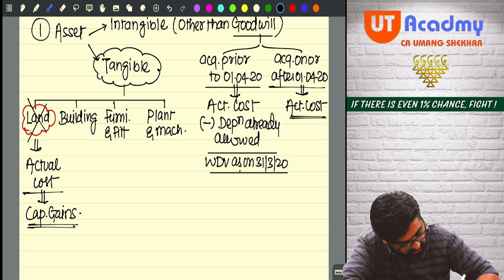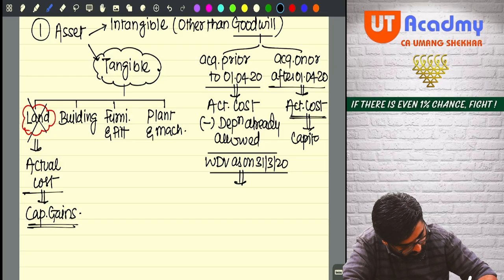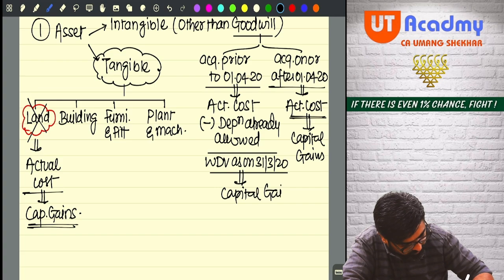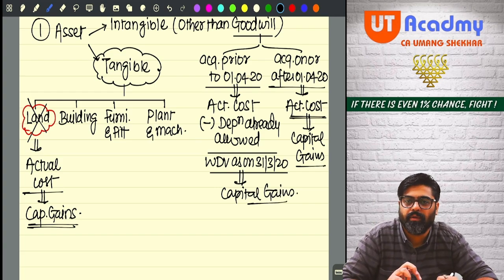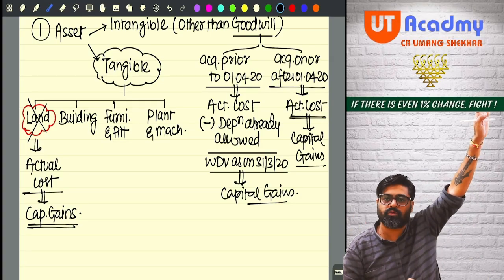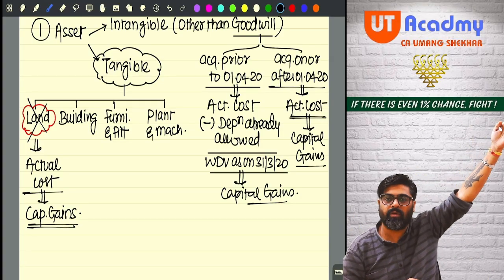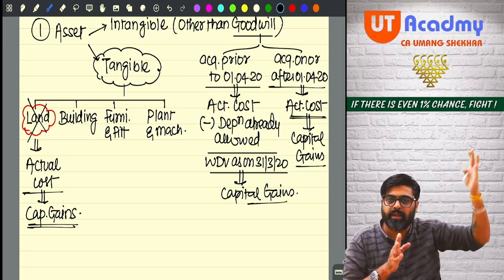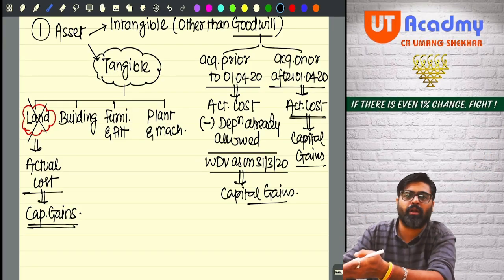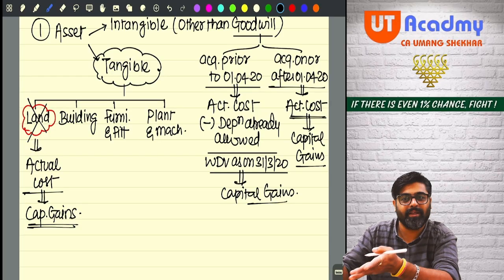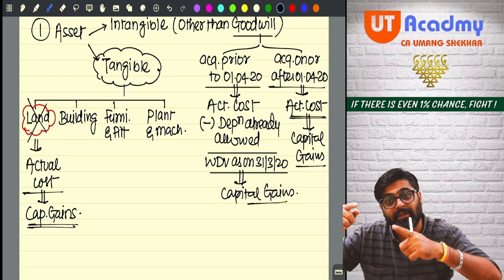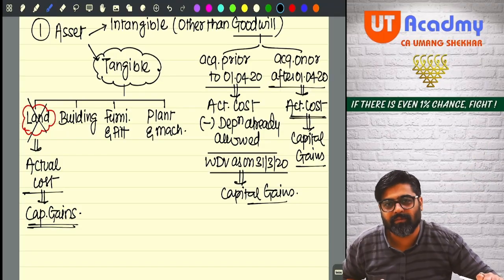And where will you take this WDV and this actual cost? Under the capital gains head. This is also capital gains. So whenever these assets are transferred in future, their capital gain will be calculated, and to calculate that capital gain, the cost will be this much only, which is not allowed here, neither fully nor in the form of depreciation. This will be allowed under the head capital gains.